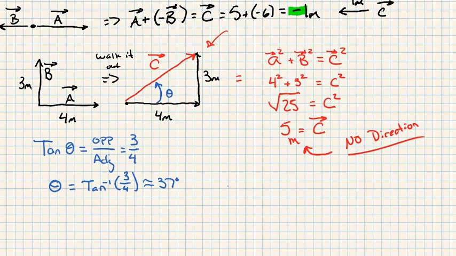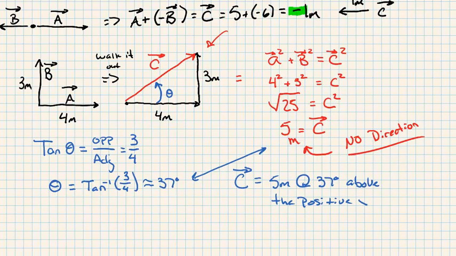By combining these two factors right here, we have our answer. Our total resultant vector is 5 meters directed at about 37 degrees above the positive x-axis. That is our complete answer.